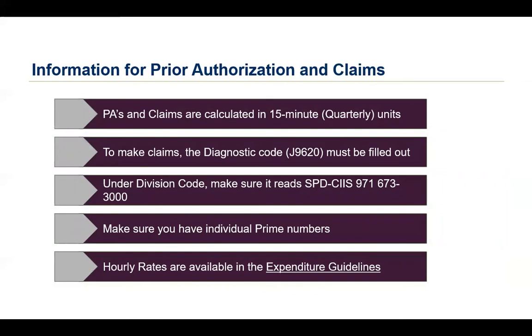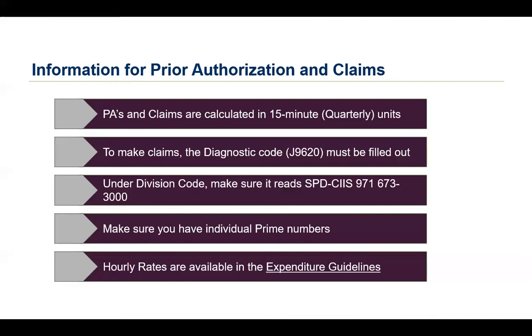So a little more information around prior authorization claims. PAs and claims are calculated in 15-minute quarterly units. To make claims, the diagnostic code J9620 must be filled out. Under the division code, you want to make sure it reads SPD-CIS 9716733,000. And you want to make sure you have individual prime numbers in front of you, so that when you're submitting individual claims and billings, you're always putting in prime numbers.